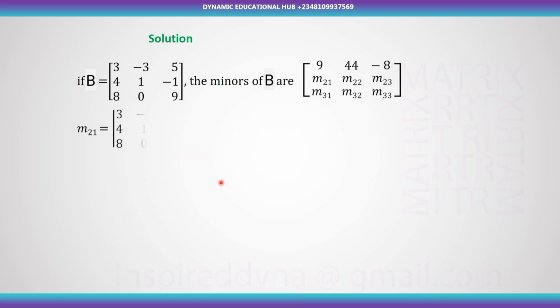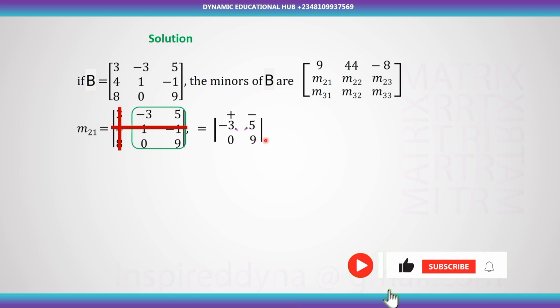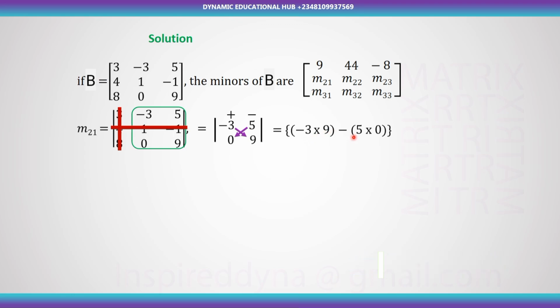Let's move to the second one, minus 2, 1. You delete the second row, first column. You are left with these. Let's find the determinants. Multiply across the diagonal. You have minus 3 multiplied by 9 minus 5 multiplied by 0. Minus 3 times 9 is minus 27. 5 times 0 is 0, minus 0. Minus 27 minus 0 is minus 27. That is what you have here.